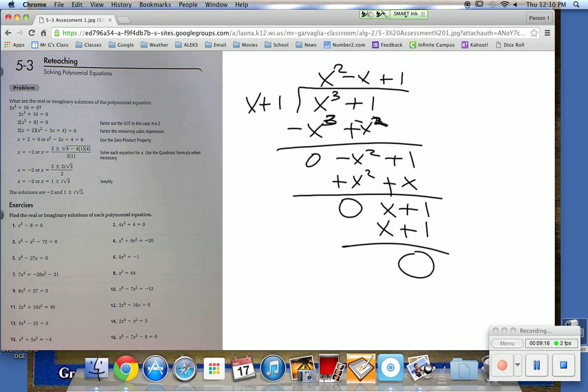We now know that when we divide out an x plus 1 out of x cubed plus 1, we get x squared minus x plus 1. All right? Now we've got that part of it.